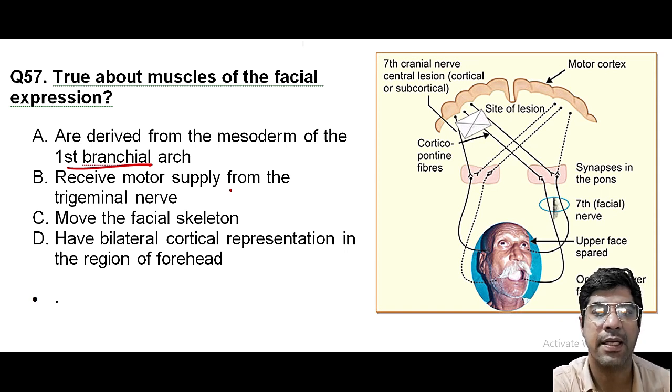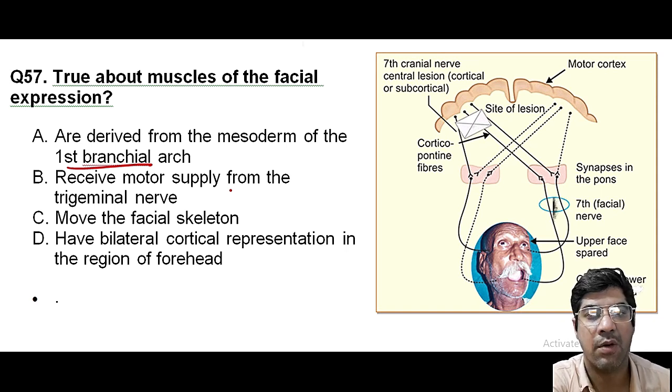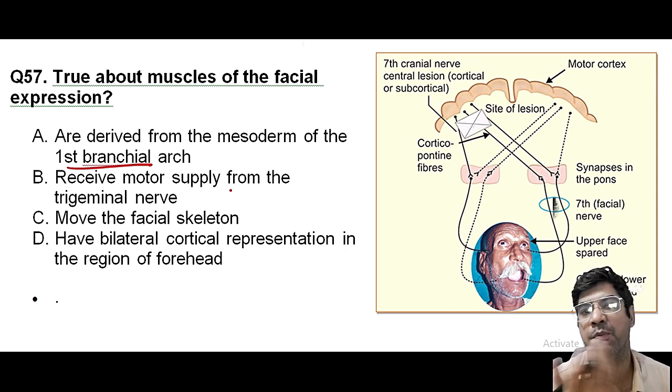Option D, have bilateral cortical representation in the region of the forehead. So that option is correct. So this means that the area of the brain responsible for controlling these muscles is found on both sides of the cerebral cortex.